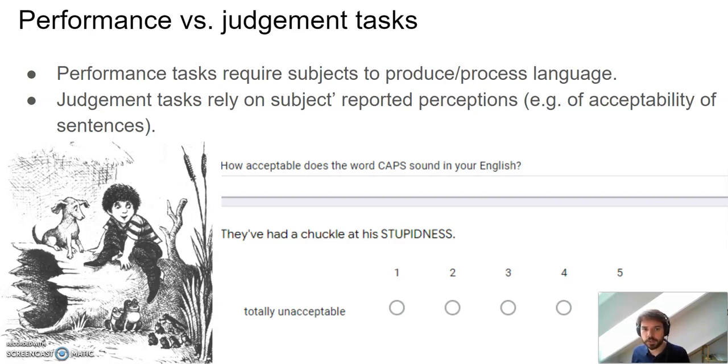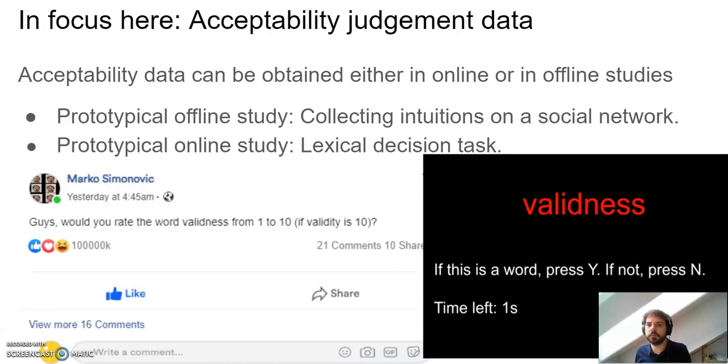Whereas in a judgment task, on the right hand side, you ask people, how acceptable does the word in caps sound in your English? And then you give them a sentence, and you put the word stupidness in caps, and they have to tell you how well it sounds from totally unacceptable to totally acceptable. So a very different kind of task that they have to perform. We'll be focusing on acceptability judgment data today.